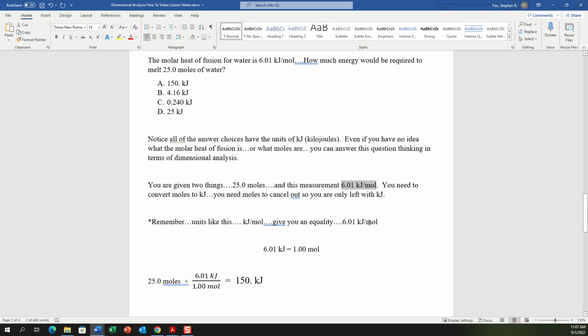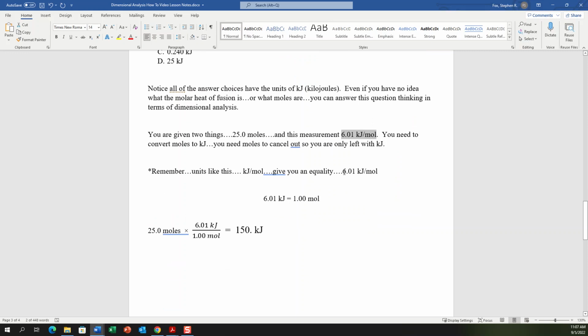So we should interpret this measurement this way: 6.01 kilojoules equals 1 mole. And so I could say 6.01 kilojoules divided by 1 mole, or I could flip that and say 1 mole divided by 6.01 kilojoules, right? I have 25 moles of something, water in this case, multiply it by this ratio, okay? So this part of the equality on top, that part of the equality on the bottom.